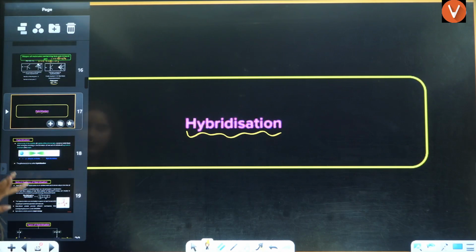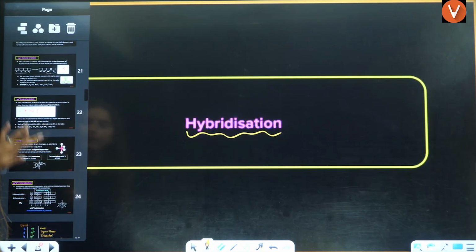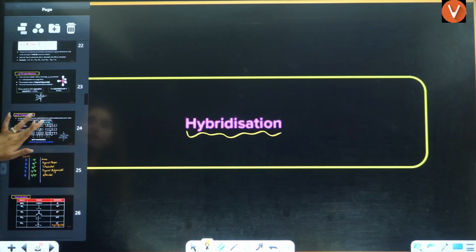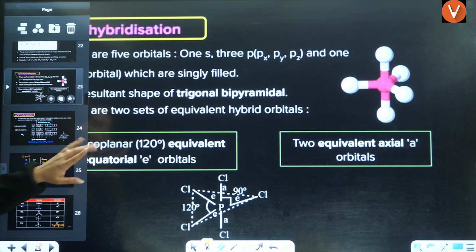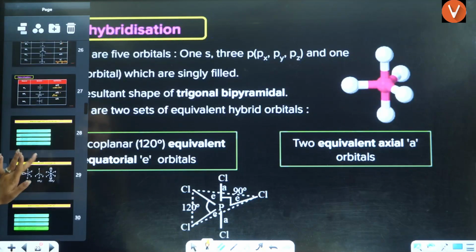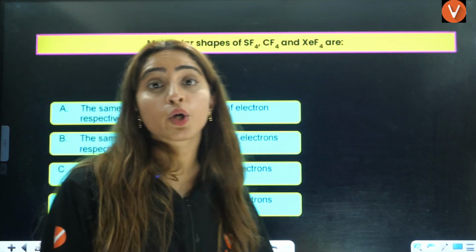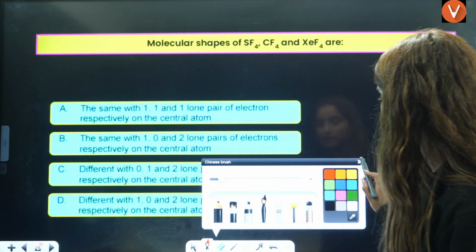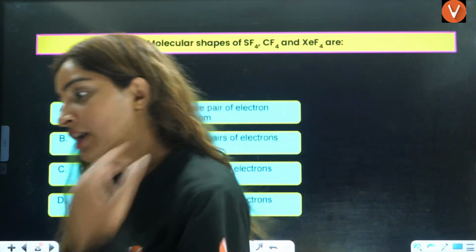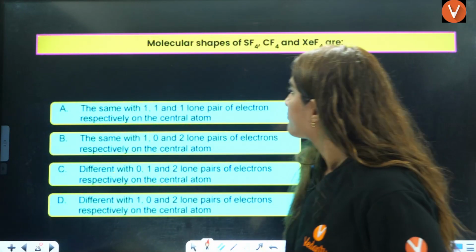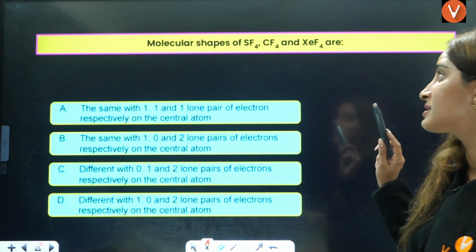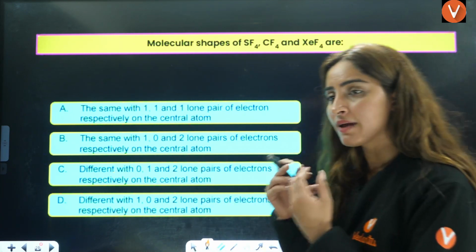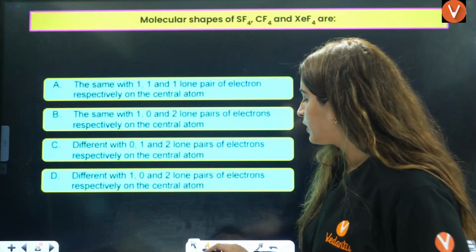Understood? I think all the other concepts are clear in your head now because we have done all these things in detail, right? This also we have done, SF6, right? This also we have done, PCl3, PCl5, right? Now let us start with the questions that they can ask you, the previous year questions of JEE. Let us see the previous year questions of JEE regarding this. First is the molecular shape of SF4, CF4 and XeF4, right? So how to answer that? The same way that I have told you now. Same thing we will do here.